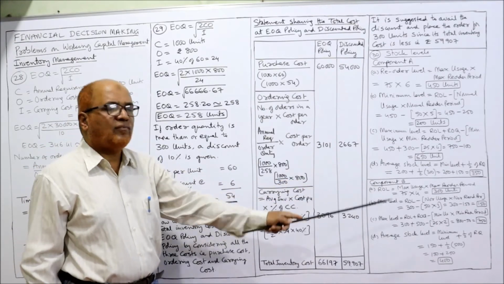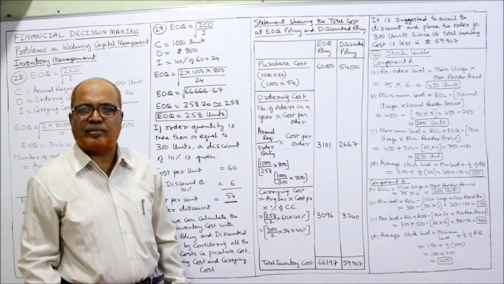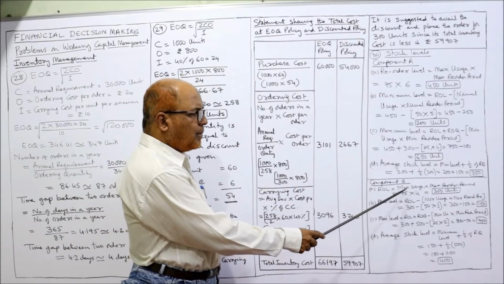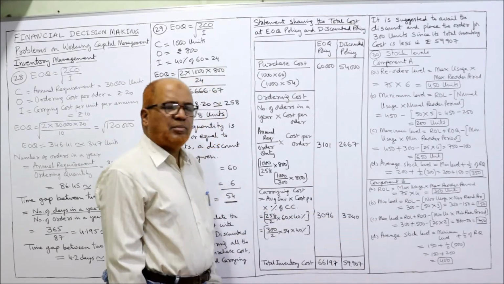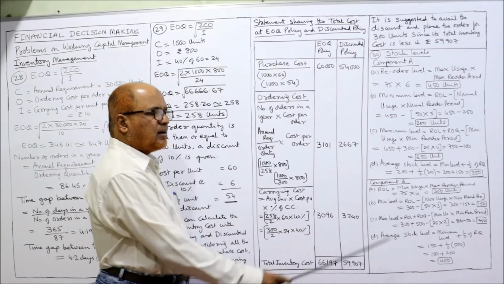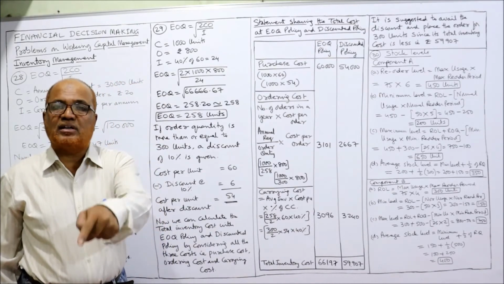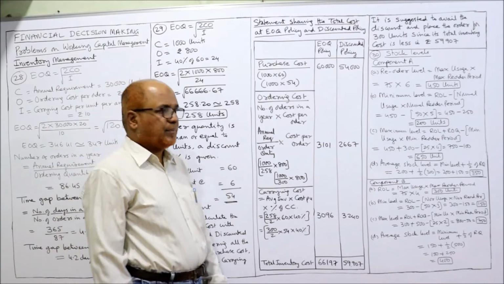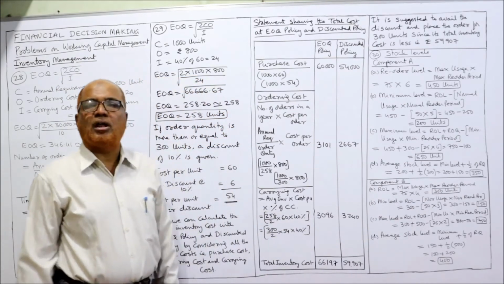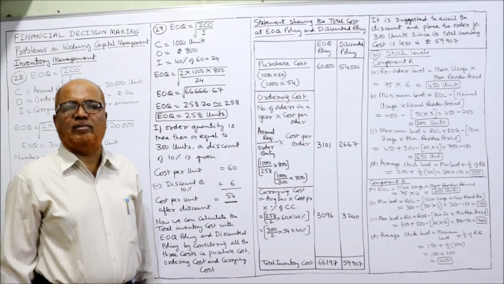Similarly, we have to calculate for component B. Same formulas, only figures will be changed. First of all, we have to calculate reorder level. Maximum usage into maximum reorder period. Maximum usage 75 units per week into maximum reorder period is 4 weeks. That is given for component B. So 75 into 4, that is 300 units. Reorder level we got.